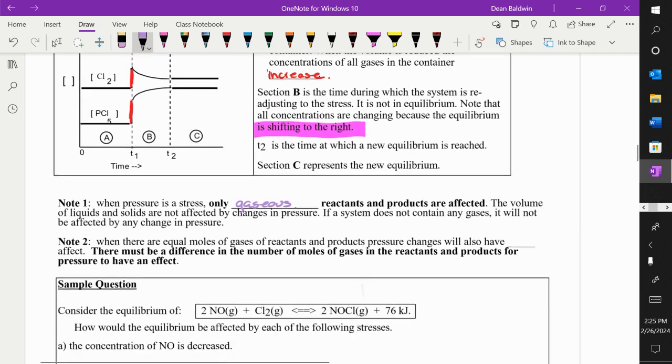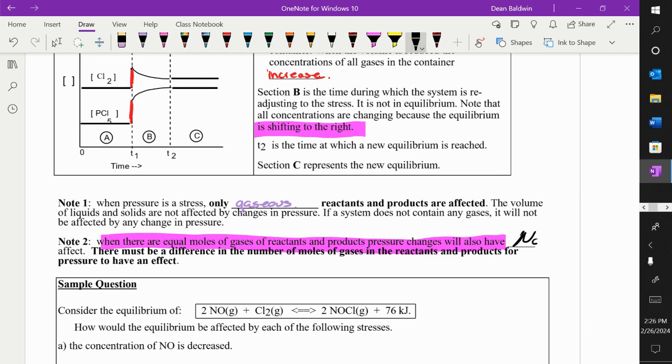If there are equal moles of gases on either side, reactants and products, there's no shift either. Okay? No effect. It only affects gases. So if you have equal numbers of gases, nothing happens. You have to have a difference.